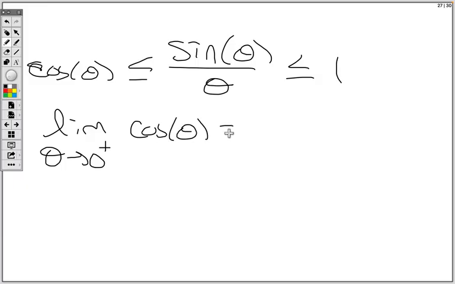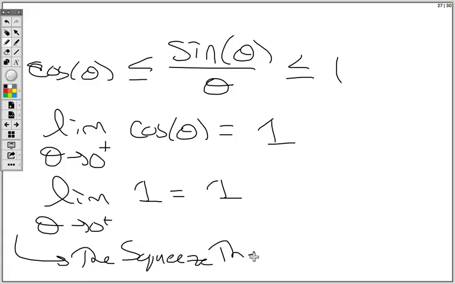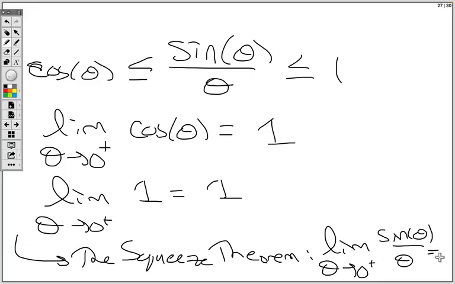Of cosine of theta. And in the previous video, we proved that this was 1. The limit as theta comes into 0 from the right of 1, that's the constant rule, that's also 1. So putting these together, the squeeze theorem gives us that the limit as theta comes into 0 from the right of sine theta over theta is 1.